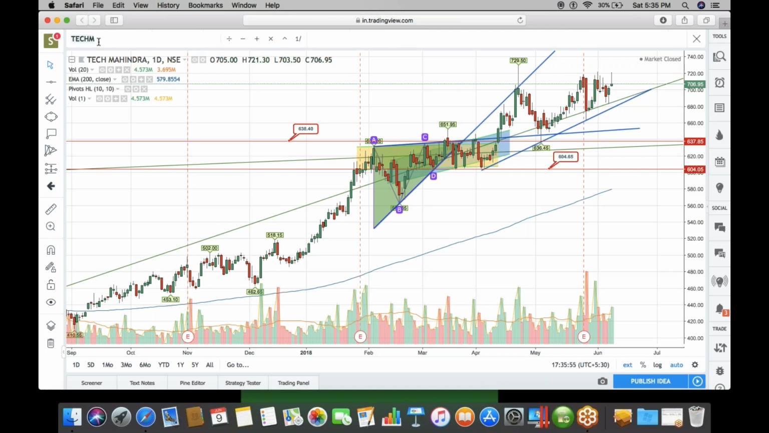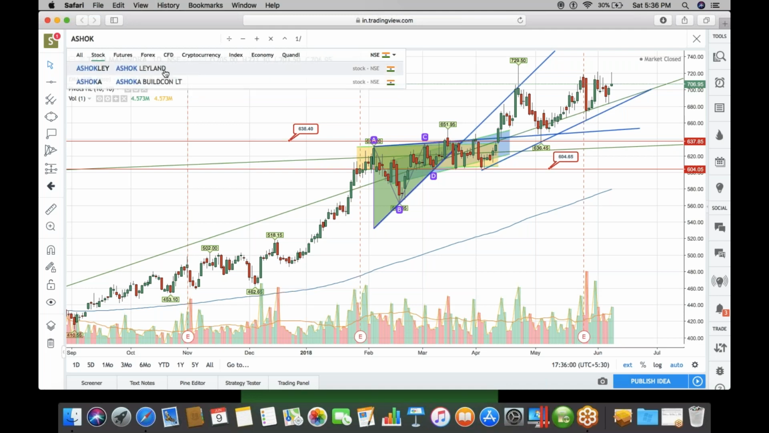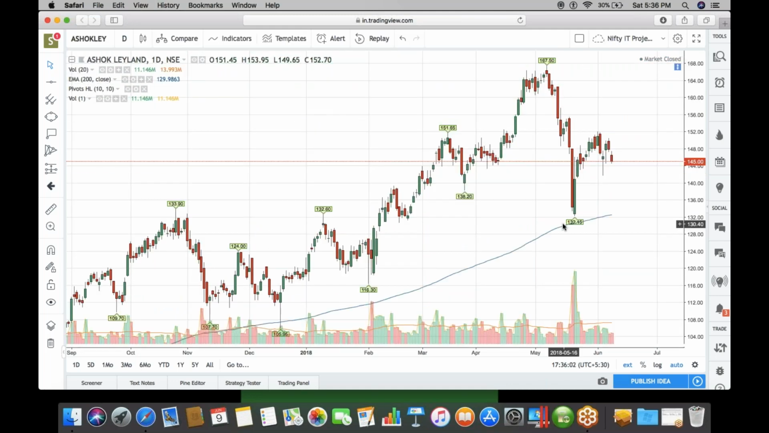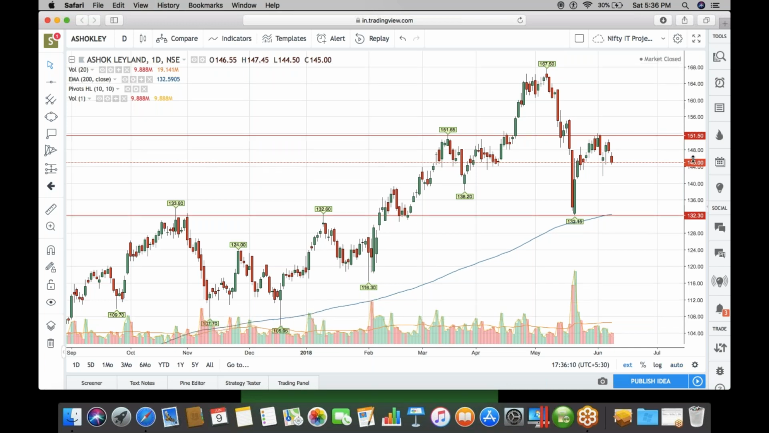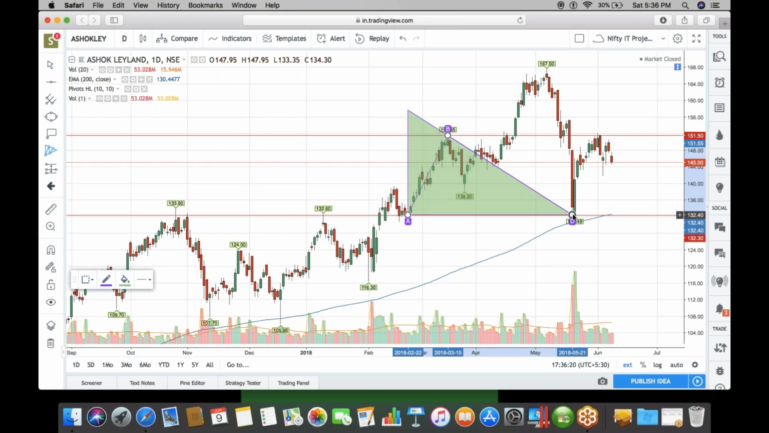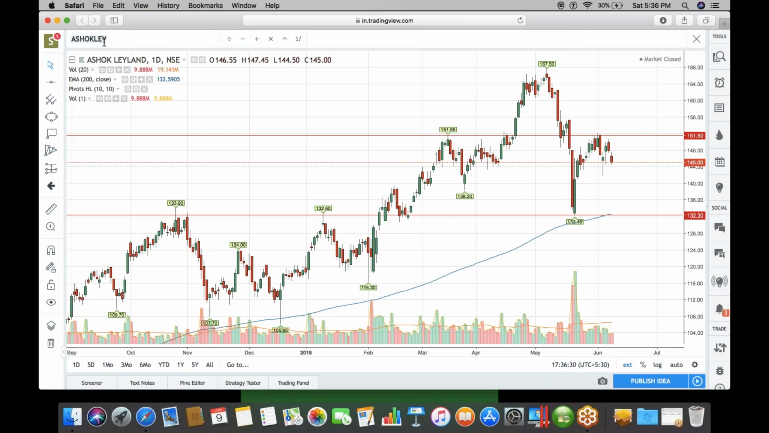Look at any other example, say for example Ashok Leyland, which we discussed lately. Now see that. Is it happening or not? Have you made some kind of triangle pattern on this? Try to make one. Okay, should it work? No, it should not work. Leave it. Any other?